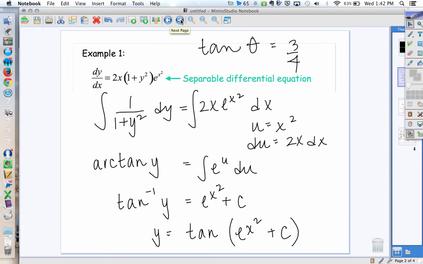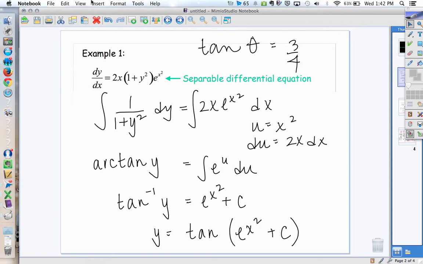What I want you to do as you're watching this video is start at the very top by yourself and see if you can solve it. Don't peek at my solution work. See what you can do by yourself, and then come back here and check to make sure your work is correct. For this one, this actually does not have a particular solution. This just goes through the process one more time for you.